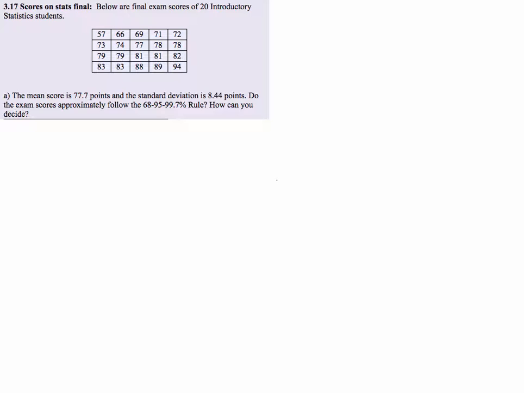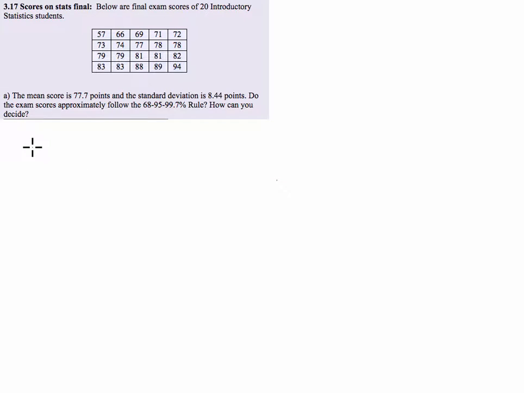Let's go over 3.17 from the homework. Scores on stats finals. Below are final exam scores for 20 introductory statistics students. We're just going to do part A of this problem, which is how we use the 68, 95, 99.7 rule to determine normality. To do that, you're going to want to set up three intervals.